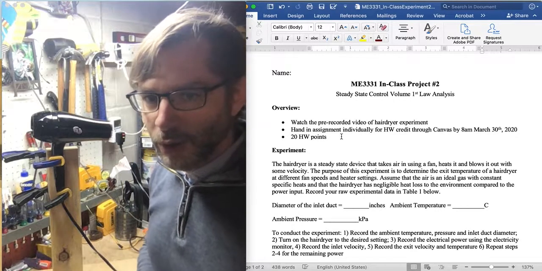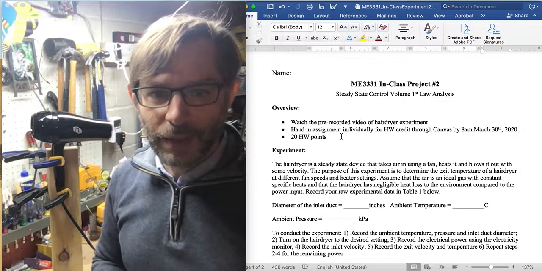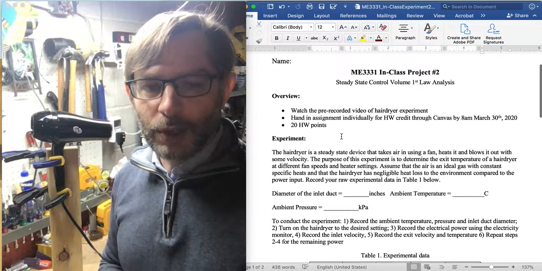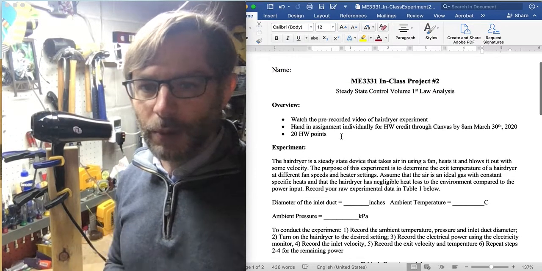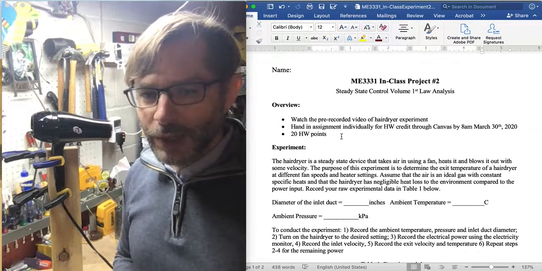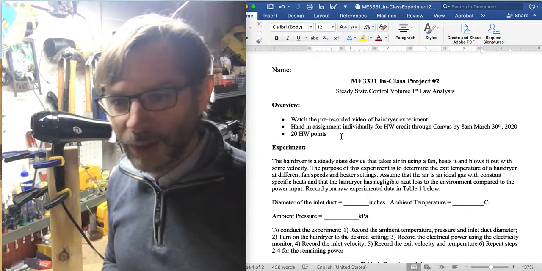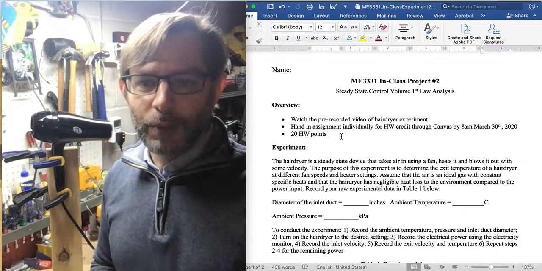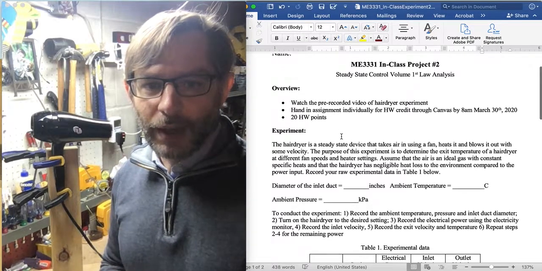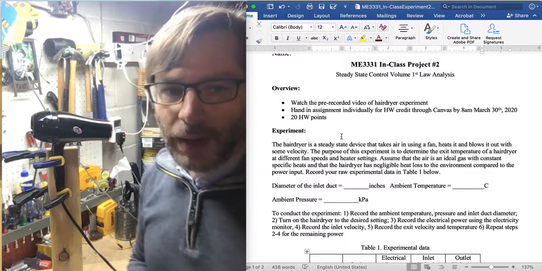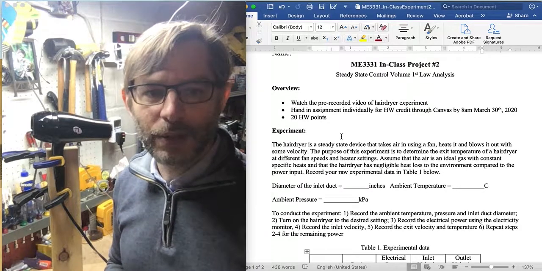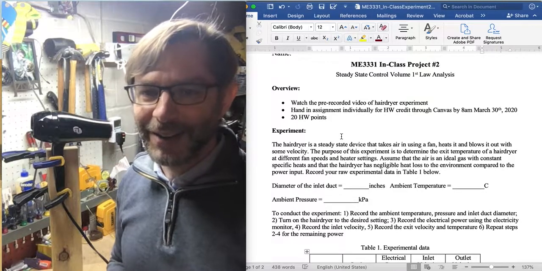So let's go over a little bit of what we're going to be doing in the experiment. The laboratory experiment I have outlined here on the sheet, which I will post on Canvas. The idea is that you're going to be watching this pre-recorded video of me doing this experiment, which you would have normally been doing yourself, but I think you'll get the idea. And you'll hand in the assignment individually for homework credit through Canvas by Monday, 8 a.m. on March 30th, sorry.